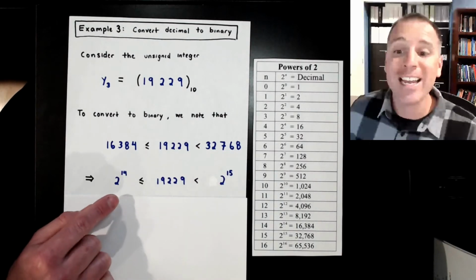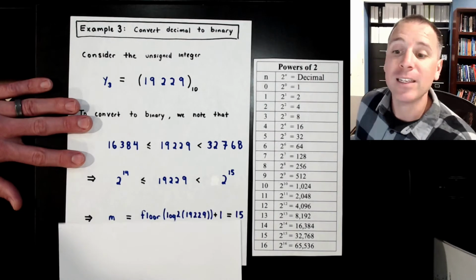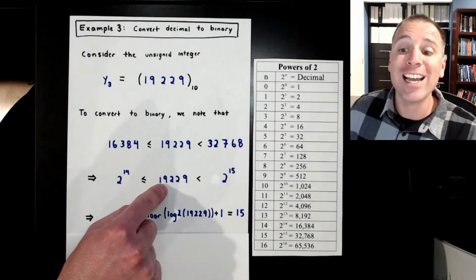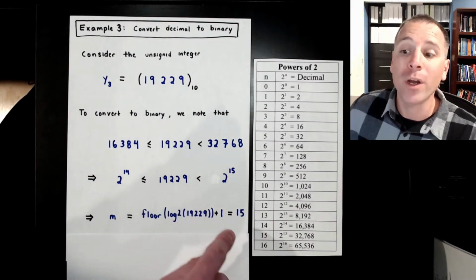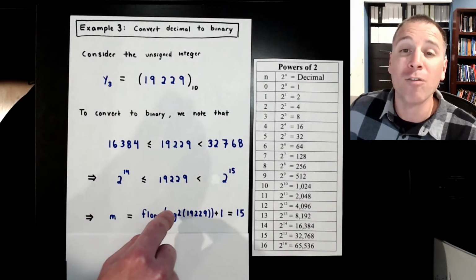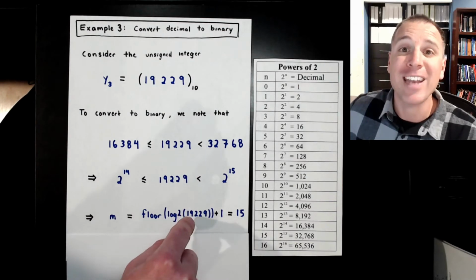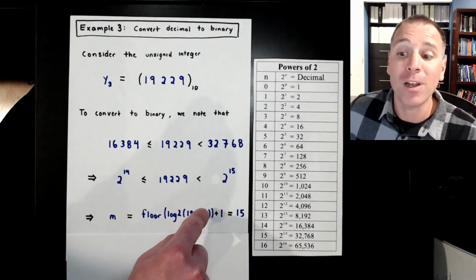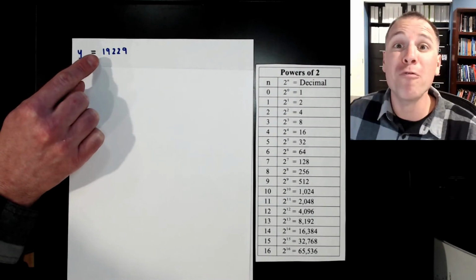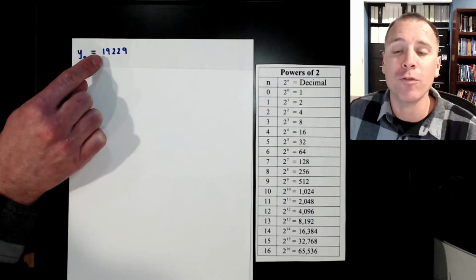We can write that in power notation, which immediately leads us to the formula that in order to encode 19229 in binary, we're going to need 15 bits, which is given by floor of log base 2 of 19229 plus 1. Thus, we begin our search knowing that we're looking for 15 bits, the leading power of which is going to be associated with 2 to the 14th.